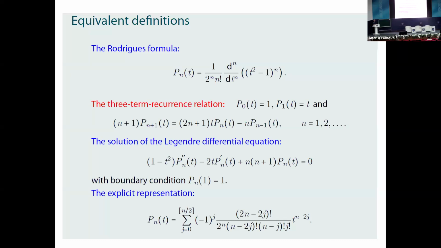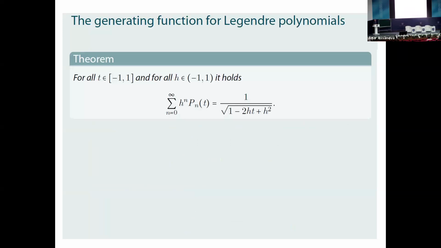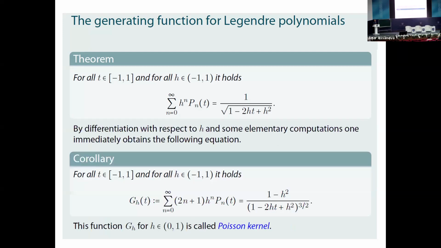Okay, here's one important result. Here is a generating function for these Legendre polynomials. This reciprocal of a square root is represented in terms of Legendre polynomials as this infinite series. This leads also to another important corollary, namely the Poisson kernel, which one could use very often as an example for a nice localized function. It's a very nicely localized function.